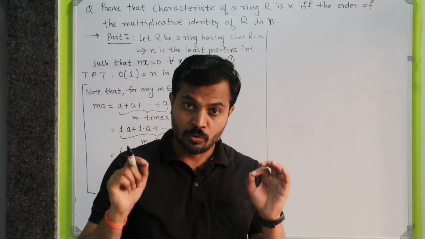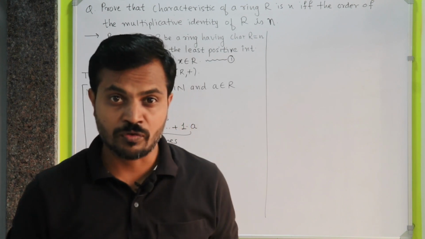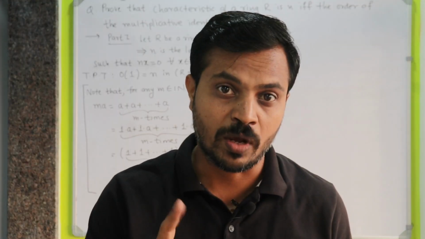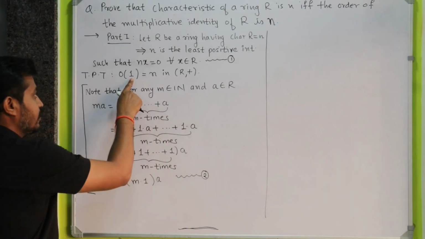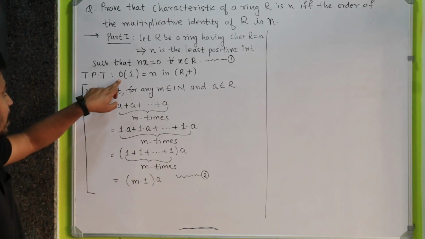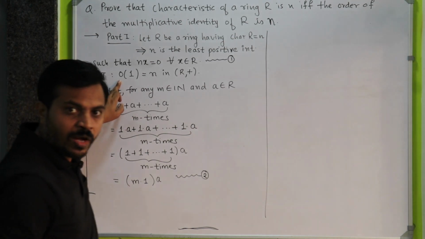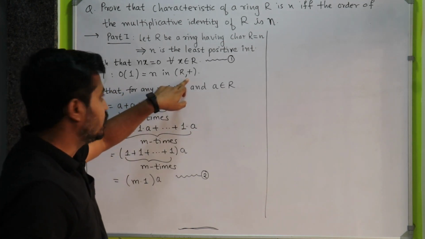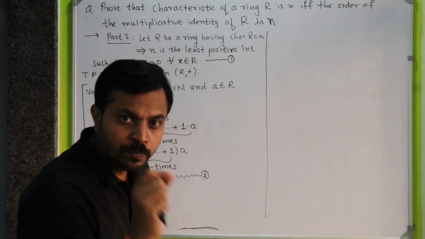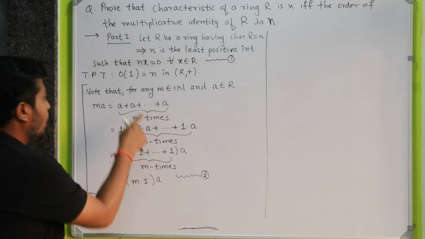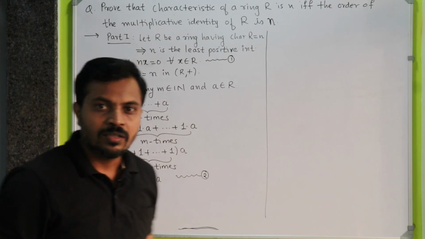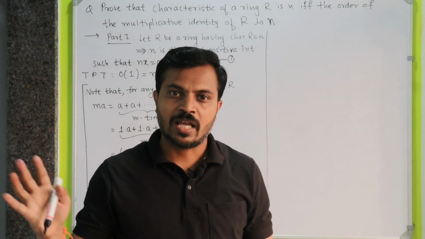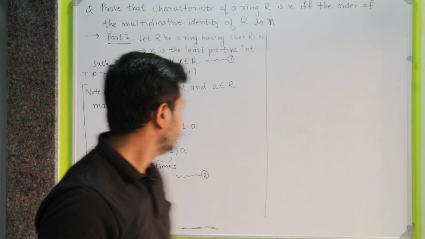Now here the notation that we are going to use for the multiplicative identity is 1, the usual one that we always use. Now we have to prove that the order of 1 is n in (R, +). But in order to prove this, we are supposed to note one important thing, and this part will be required for the if part of the theorem as well as the converse part.